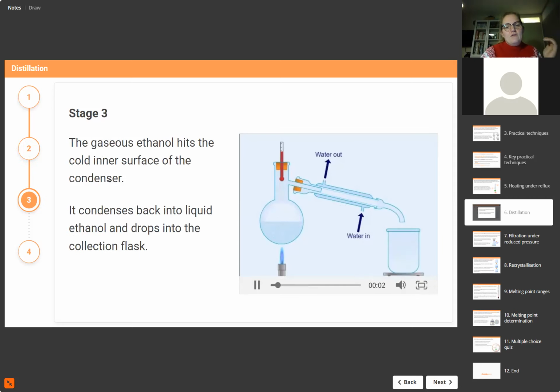As that happens and it goes down the pipe, the gaseous ethanol hits the cold inner surface of the condenser. It condenses back into liquid ethanol and drops into the collection flask at the end.